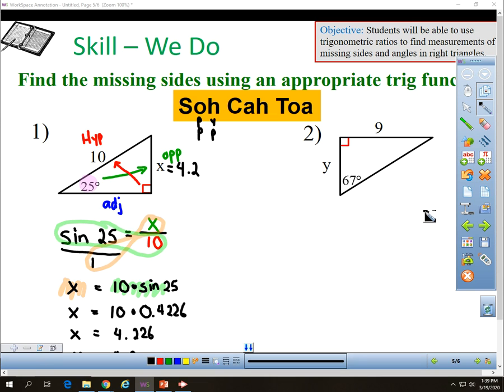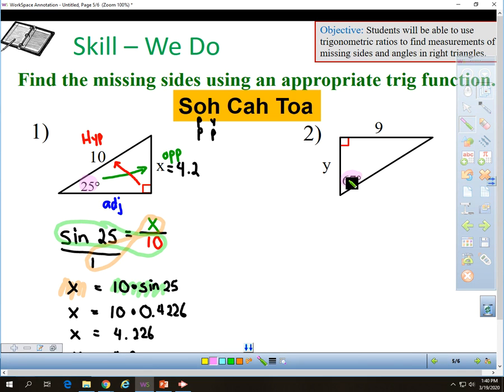Welcome to part 2 of using trig functions to find missing sides of right triangles. So we're going to work out problem number 2. We previously worked problem 1 in video 1. The first thing to do on this one is identify the angle of reference. In this case, the angle of reference is given to us. I'm highlighting this in purple, and the measure of that angle is 67 degrees.